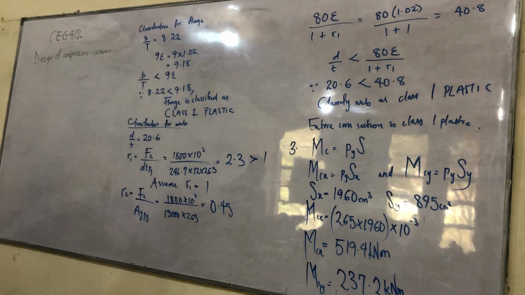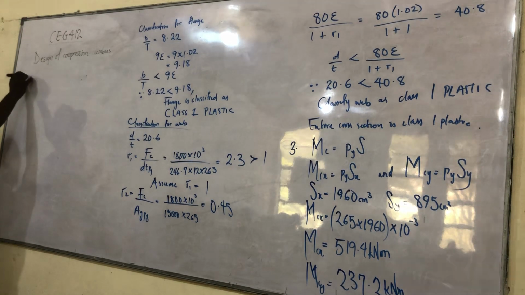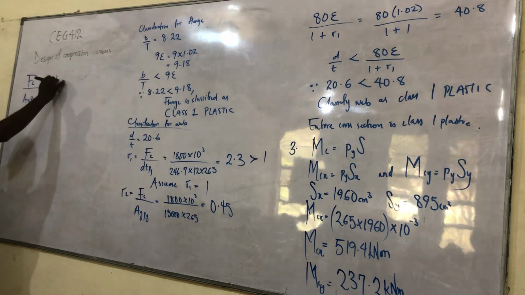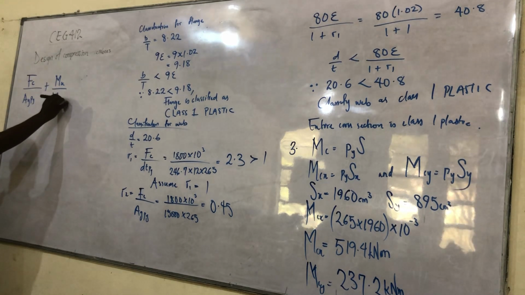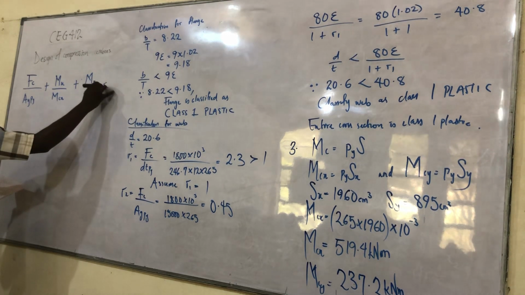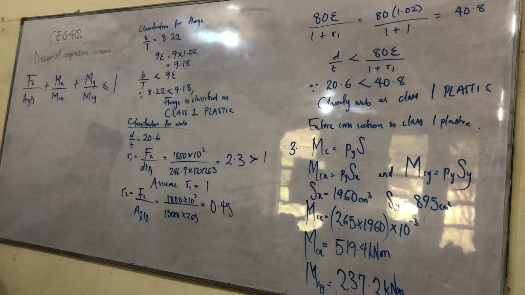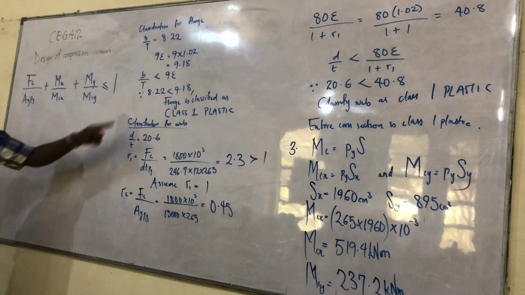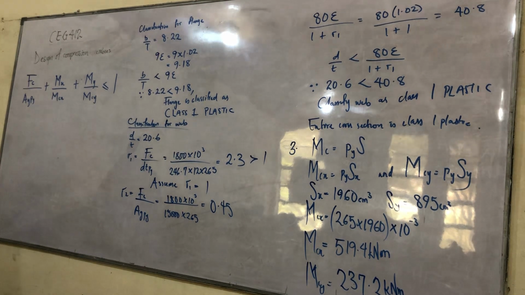All right, step 4. It says check cross-section capacity of section, right? What clause did I give you there? Let's go to that clause, 4.8.3.2. This is your second check. The formula there is FC over AGPY plus MX over MCX plus MY over MCY is lesser than or equal to 1. Now listen. If the answer is greater than 1, you will start again from step 2.